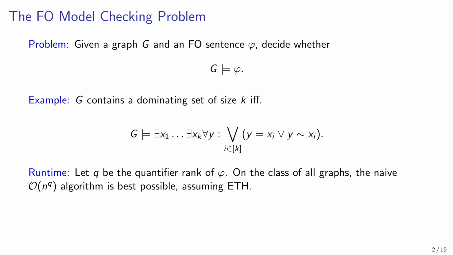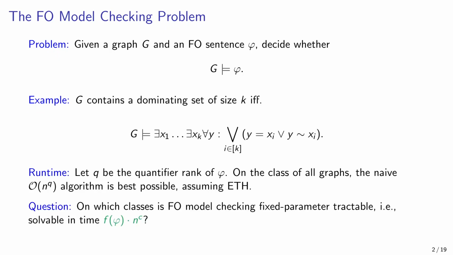If we assume the exponential time hypothesis, then we cannot model check faster than n to the q, where n is the size of the graph, and q is the quantifier rank of phi, which is the naive algorithm where we just branch over all the vertices in the graph for every quantifier that we have.